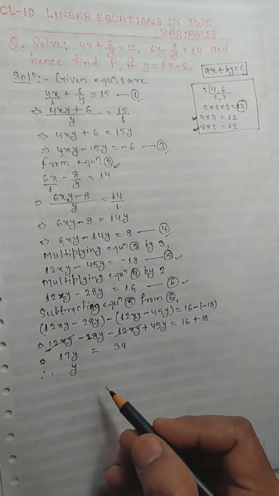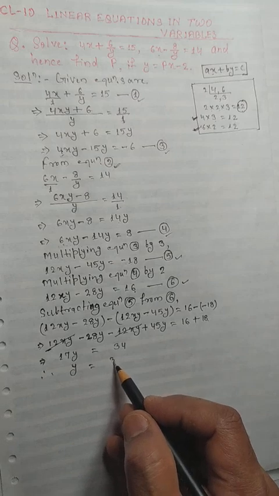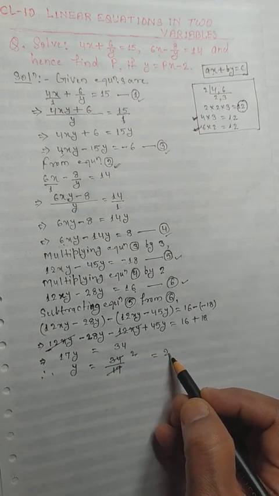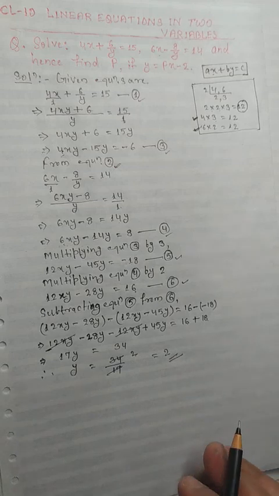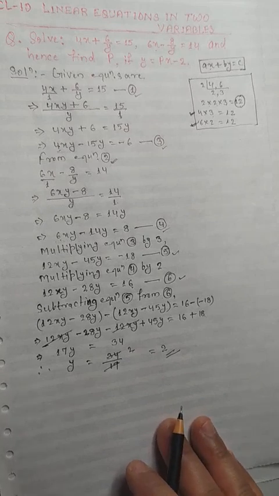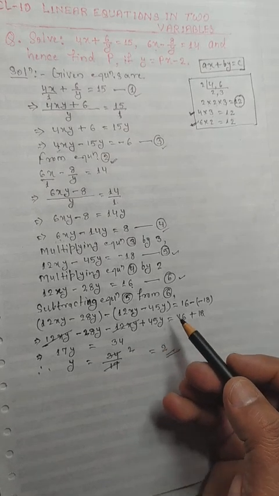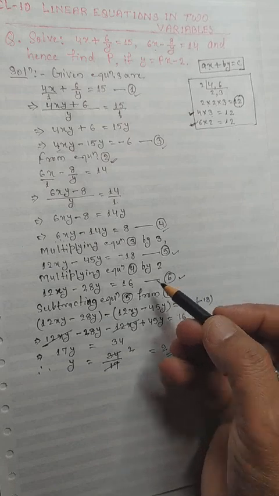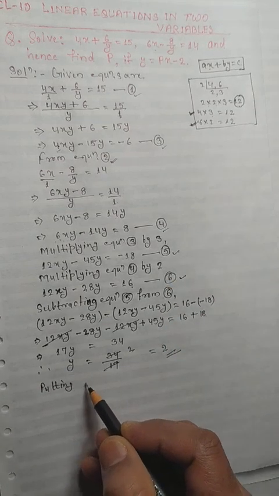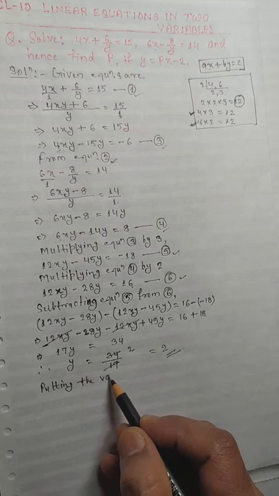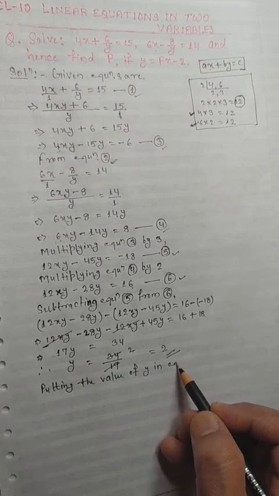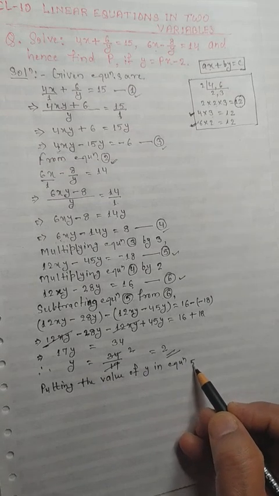equal to 34 by 17. 17 ones are 17, 17 twos are 34. We get the value of y as 2, and then put this value in any equation. We have solved which equation? We have solved 5 or 6. So let's put the value in equation 5 or 6, whichever you feel like. Putting the value of y in equation, let's see which one, 5.